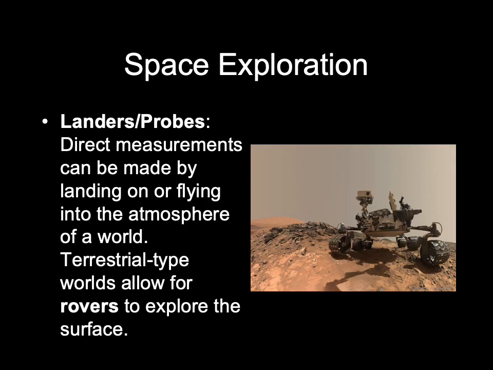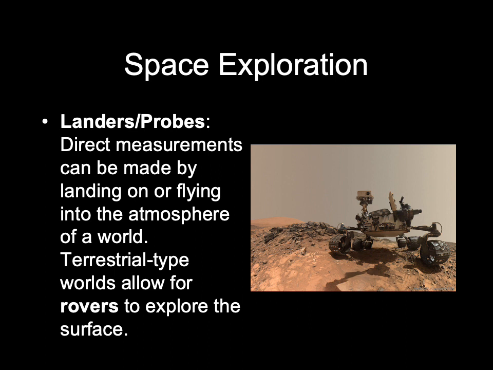And then what we've done a lot for Mars in particular are landers and probes. We have landed a robotic spacecraft on the moon, on Venus, on Mars in particular, and then a couple of other spacecraft on certain moons of the solar system. But this is an image of the Curiosity rover on Mars. The great thing about these sorts of spacecraft missions is that you can get direct measurements by landing on a world or flying into its atmosphere.